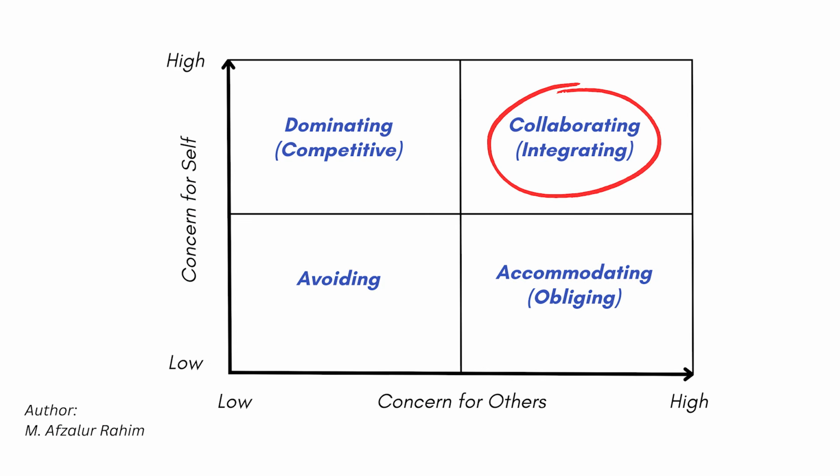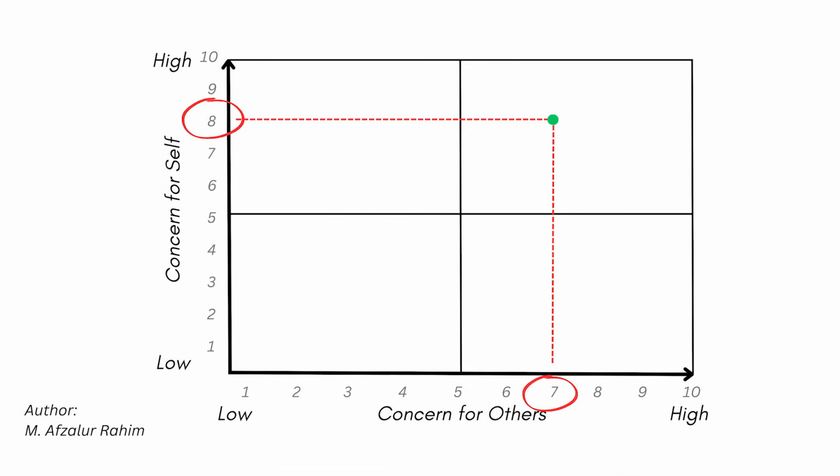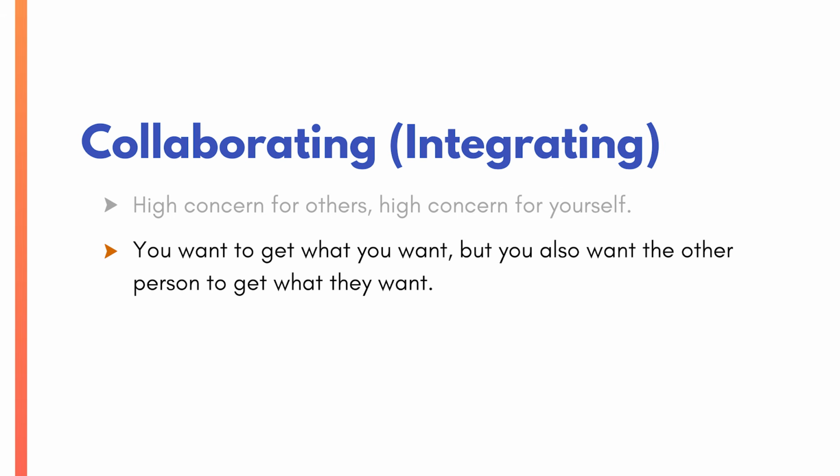Fourth is the collaborating or integrating style. This is where you have a high concern for others and also a high concern for yourself. As I showed you earlier, this is where I end up when I plot myself on the diagram. Most people consider this the ideal conflict management style. Here you want to get what you want, but you also want other people to get what they want too.